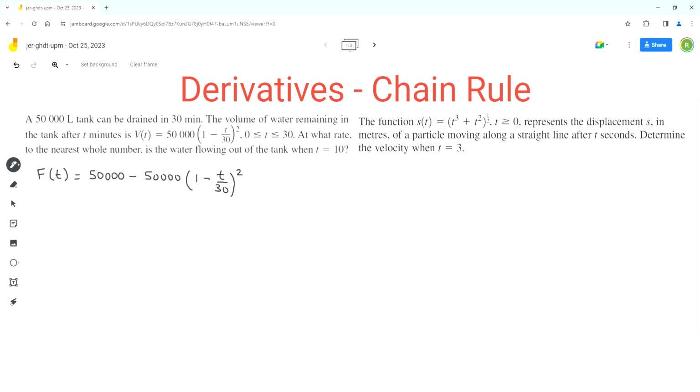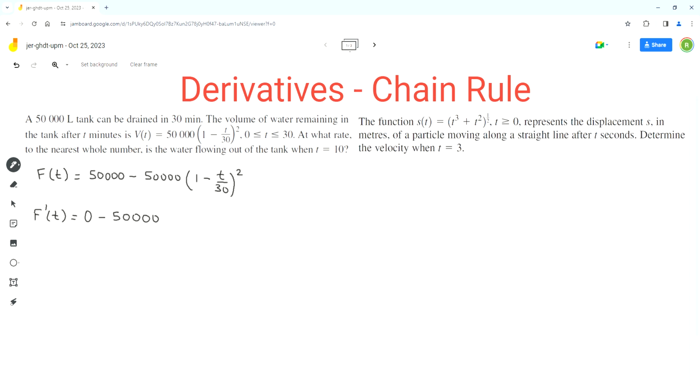So we can use the chain rule to find the derivative of the function. So F'(t) equals, now the first term in this function is a constant, so the derivative of that term is 0, minus, now 50,000 is the coefficient of the second term, so it will just stay as it is.